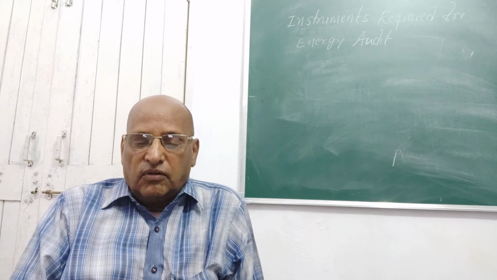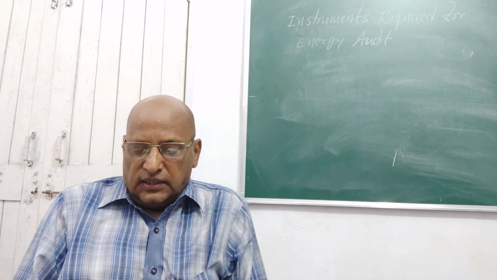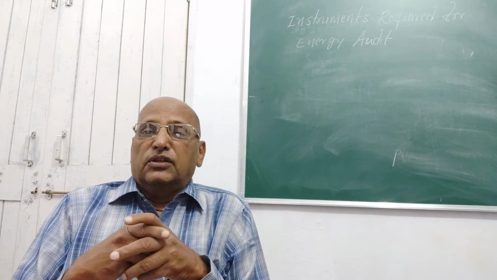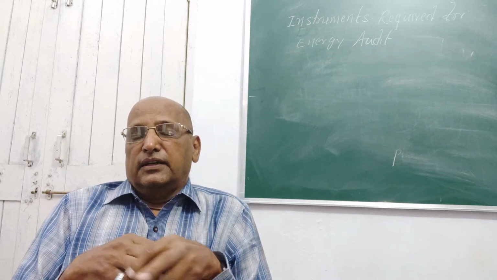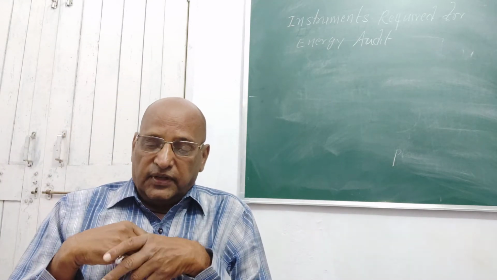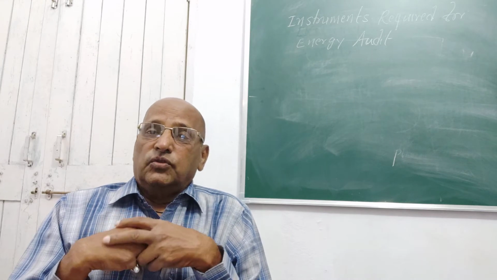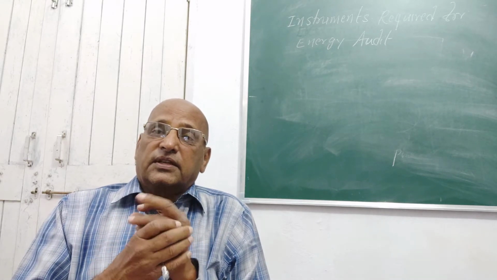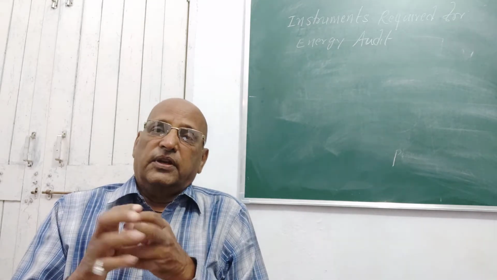Then we require another instrument, number 5, the contact thermometer. Thermometers are of two types. One is the contact type, which we put directly in contact with the system whose temperature is to be measured. The second is the non-contact type, called the infrared thermometer. When the temperature range is very high, like 1000 degrees Celsius in furnaces, we use the infrared thermometer, and from a distance we can measure the temperature of equipment like furnaces and ovens operating at high temperature.